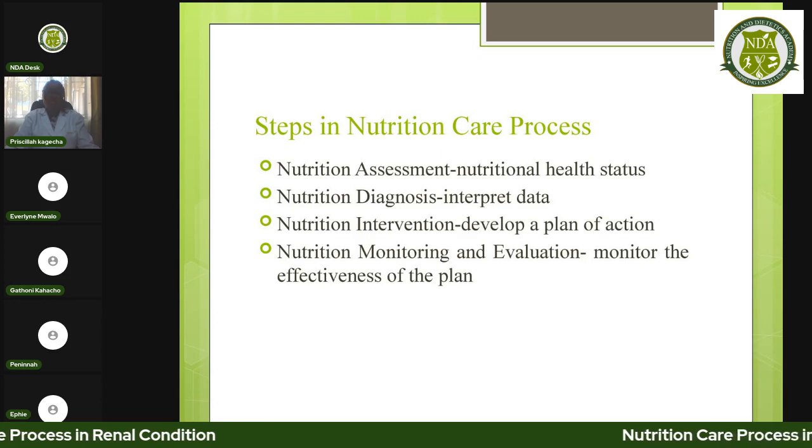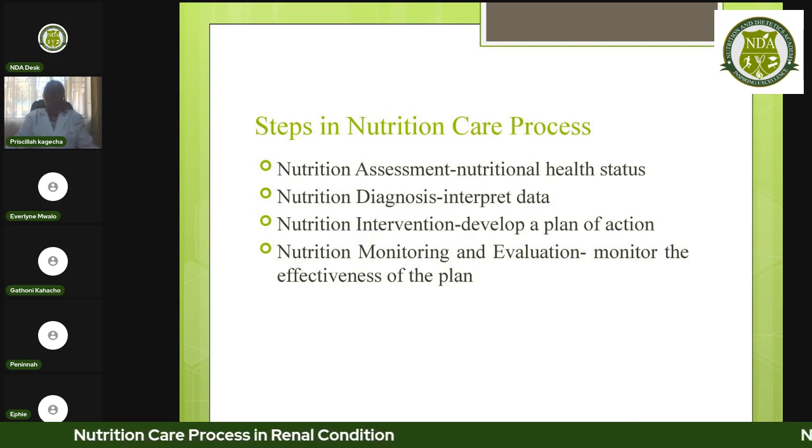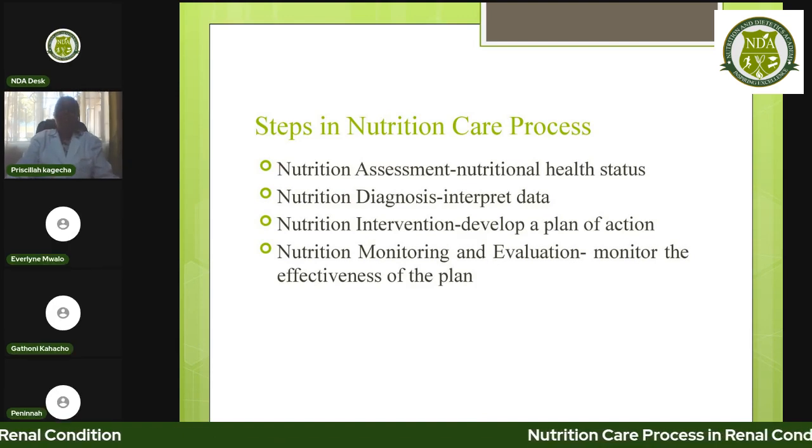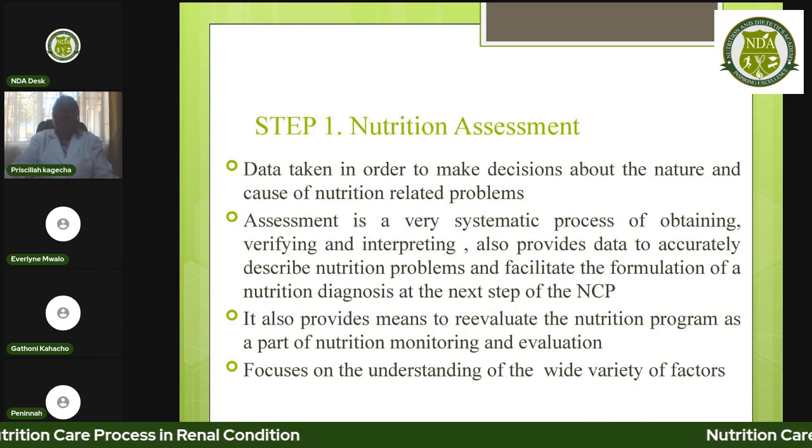Assessment also provides a means to reevaluate the nutrition program as a part of nutrition monitoring and evaluation. So basically, assessment gives a basis on how the next step of diagnosis and the rest of the nutrition care process are going to be implemented.